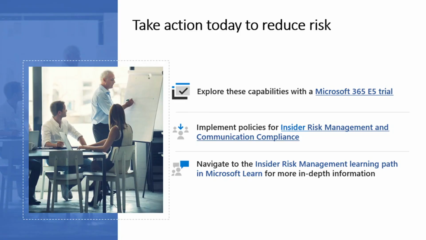There's many things that you can do today to reduce your risk. First and foremost, you can sign up for an E5 compliance trial. In addition, if you have E5, you can certainly navigate to compliance.microsoft.com and implement policies for both insider risk management and communication compliance. And then finally, we have a learning path for insider risk management that's available for you to learn more in depth about these capabilities at Microsoft Learn.